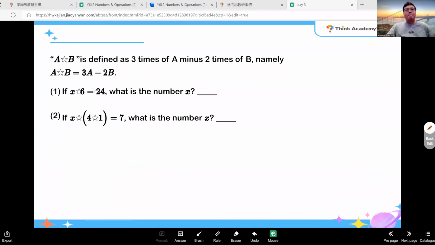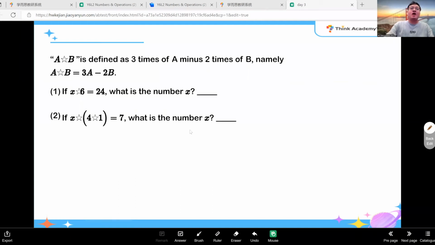So see here, A star B is defined as 3 times of A minus 2 times of B, namely just looking like this. So first question, we need to use some algebra to solve this question. X star 6 equals to 24. What is the number X? And question number 2, if X star, the bracket, that means you need to do 4 star 1 first, and that equals to 7. Then what is X? So I'm going to give you 2 minutes. Think about it.